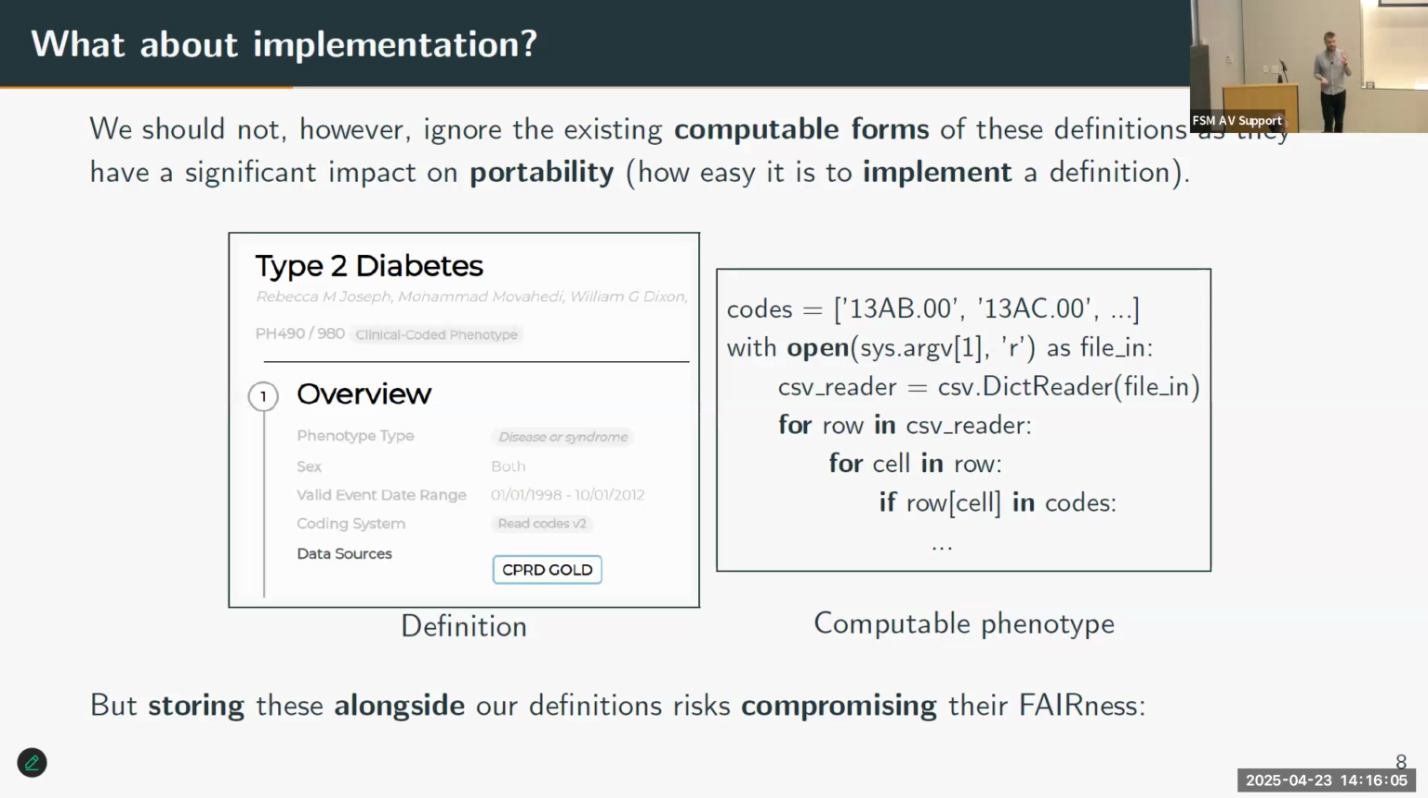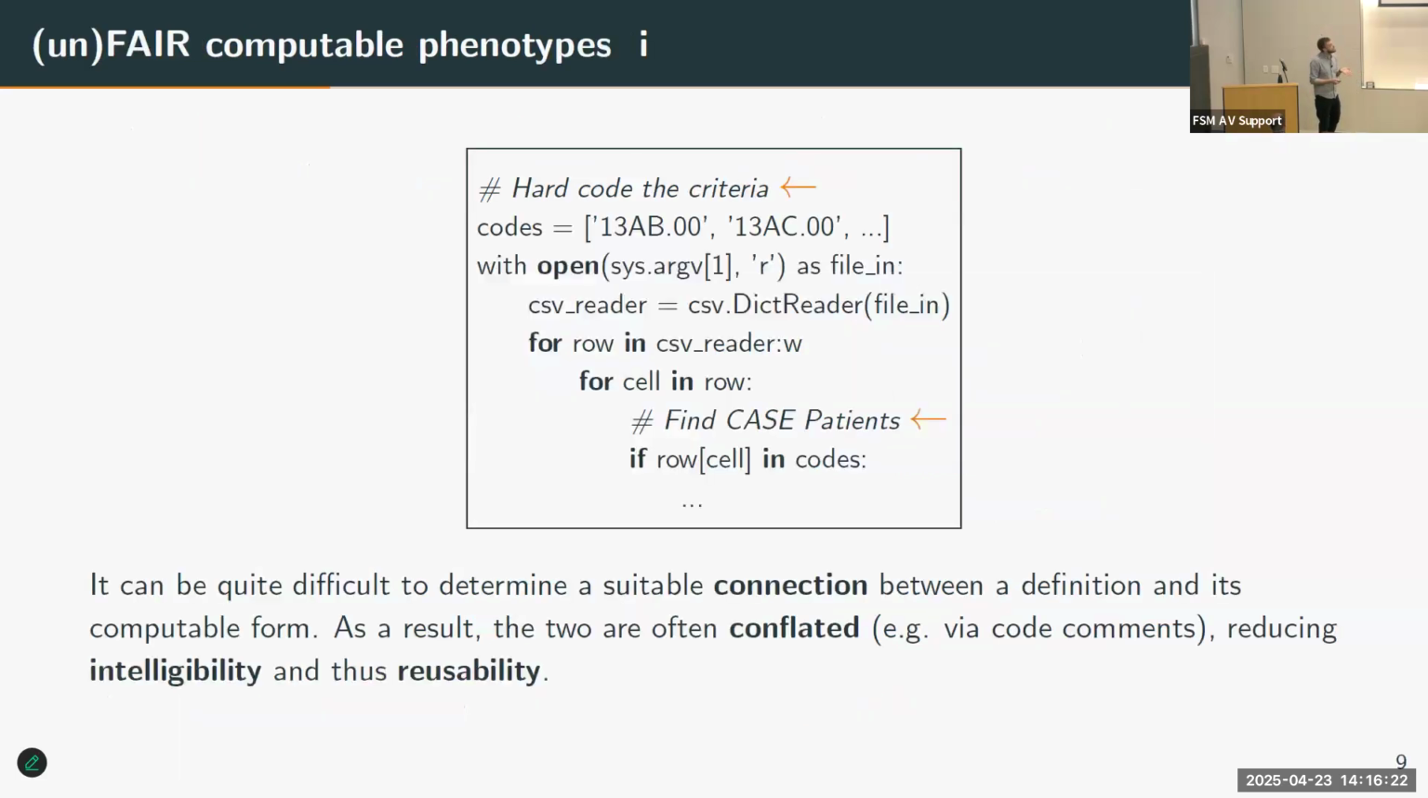At the moment, remember, my argument is things are fairly good. We've got this nice structure to the definition. I would say if we recognize, yes, there's a problem in terms of not having these computable forms, but we just go ahead, blindly upload them, that's going to not be good. That will compromise the fairness of these definitions. And why is that? Well, basically, because some of these implementations are really bad. And they're really bad for a number of reasons.